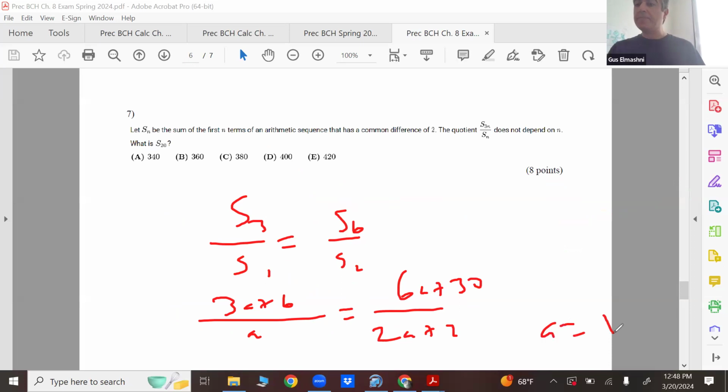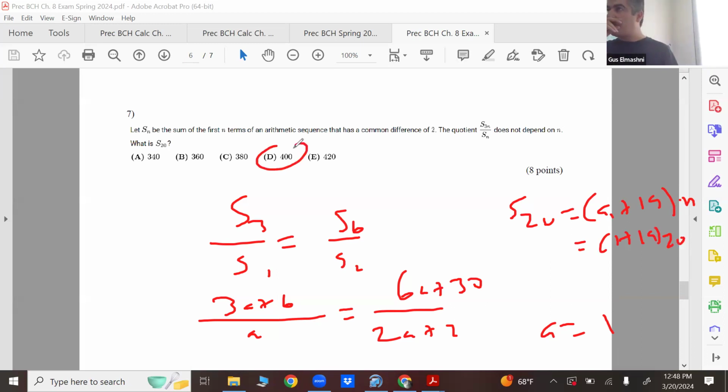Solve for a, you should get 1. So now a is 1. You have the ratio. So you want to get S20. S20 is going to be A1 plus 19 times N. Well, N is 20. A1 is 1. And that's how you get 400. So that's how it works.